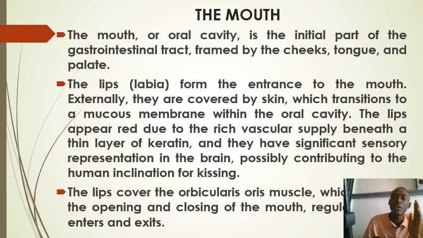The first of the major organs of the GIT is the mouth. The mouth, or the oral cavity, is the initial part of the GIT, framed by the cheeks, tongue, and palate. It has lips, the labia, covered by skin. The lips form an entrance to the mouth. Externally, they are covered by skin, which transitions to a mucous membrane within the oral cavity.